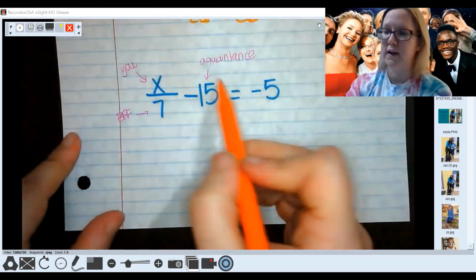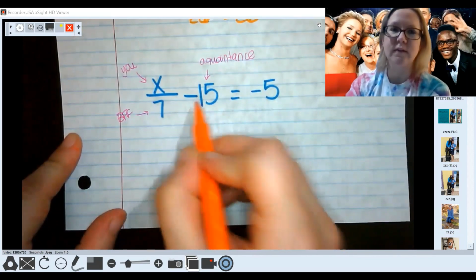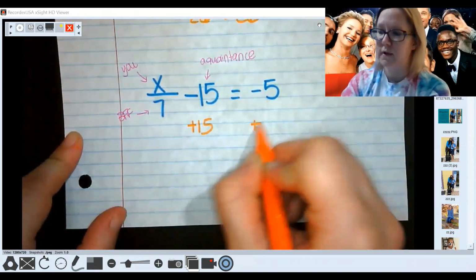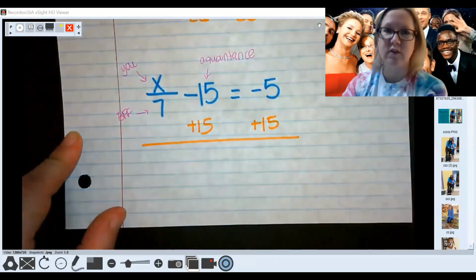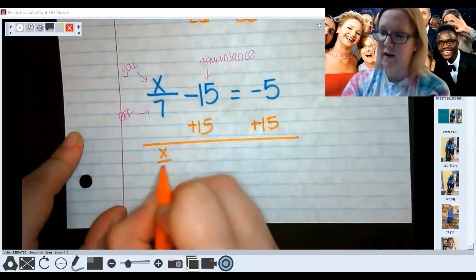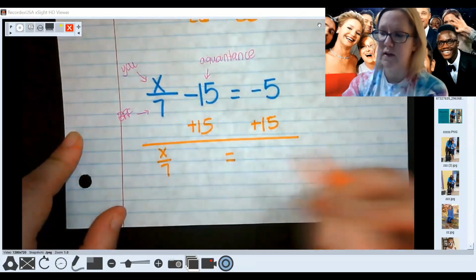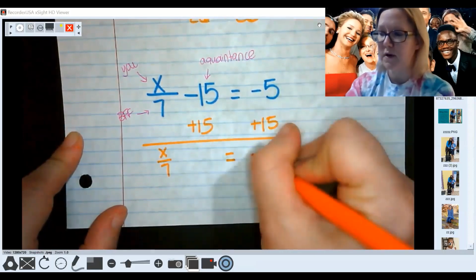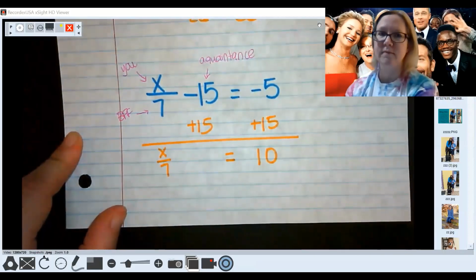All right, so we're going to get rid of this first. The inverse of subtracting 15 would be to add 15. Make sure we do that on both sides of the equation. That leaves me on the left side with x divided by 7 equals, and over here I've got negative 5 plus 15, so it's going to give me a positive 10.